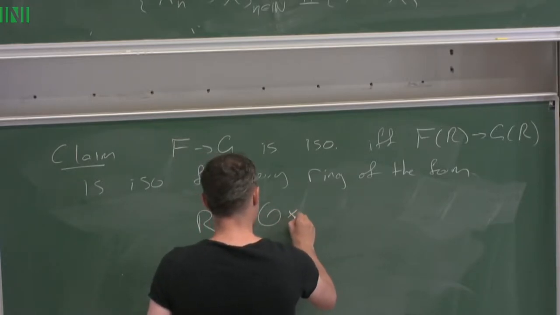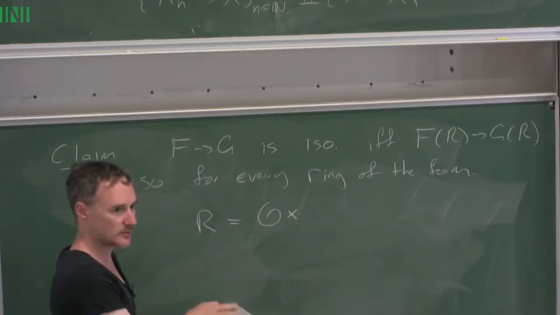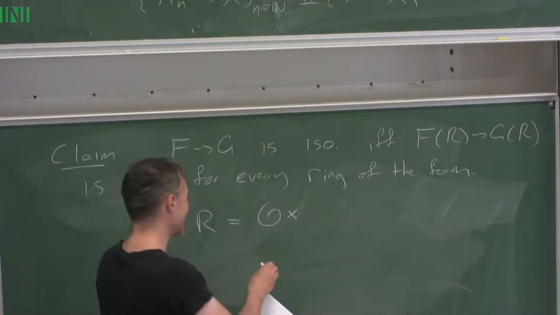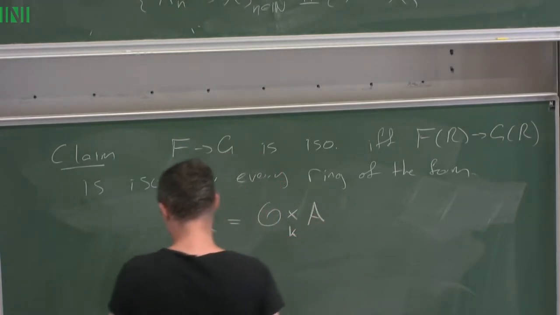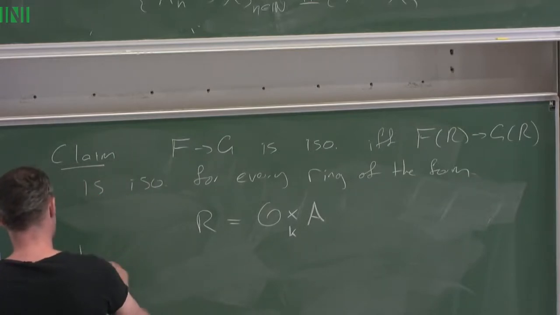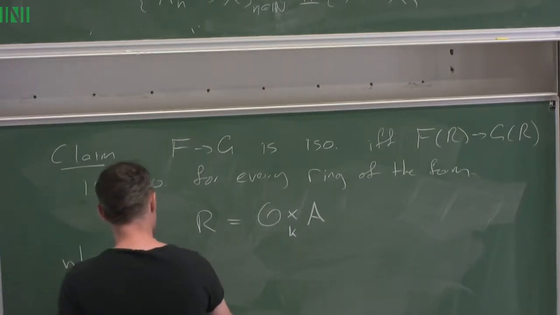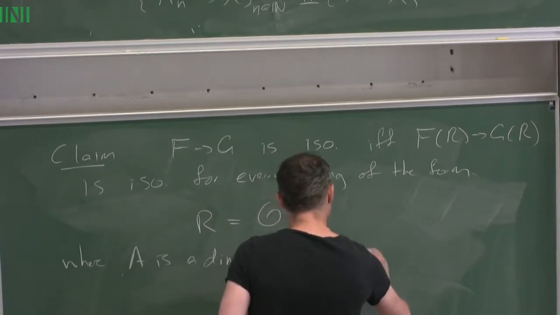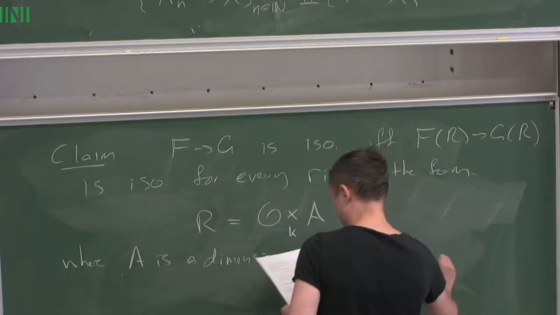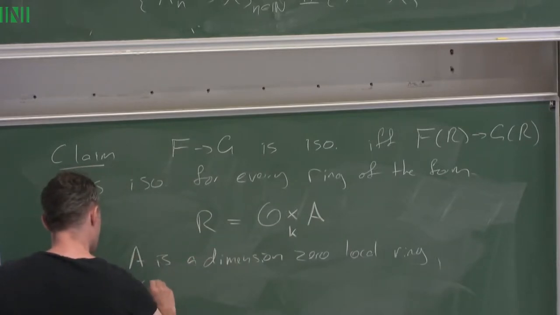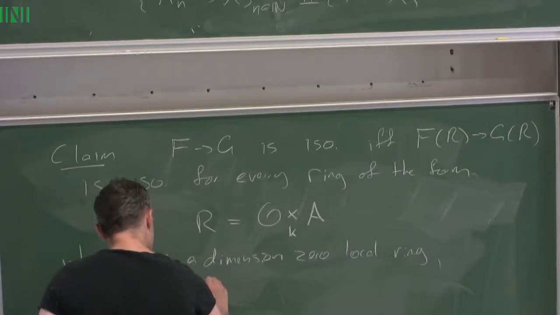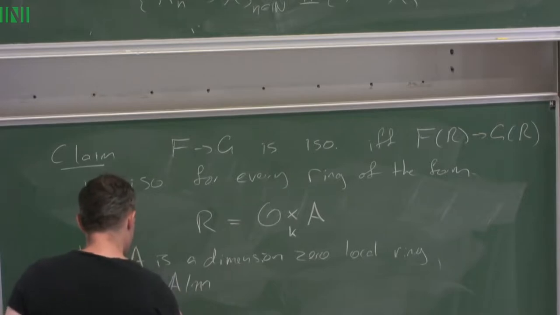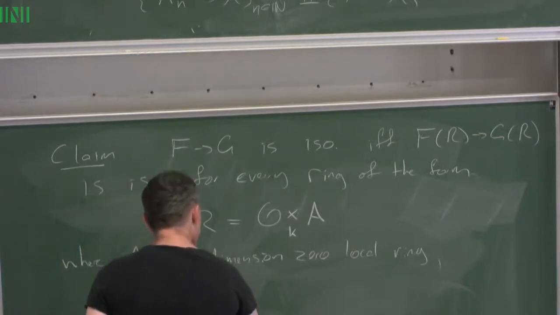so I don't really have a preference which one is O and which one is A, but when I was talking to Matthew about this, he had a very strong preference. So I apologize if I write the one which you don't like. A ring like this, where A is a dimension zero local ring, kappa is the residue field of A, and O is a valuation ring, or a Hensel valuation ring.